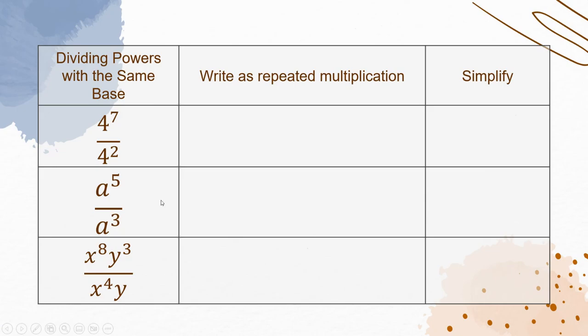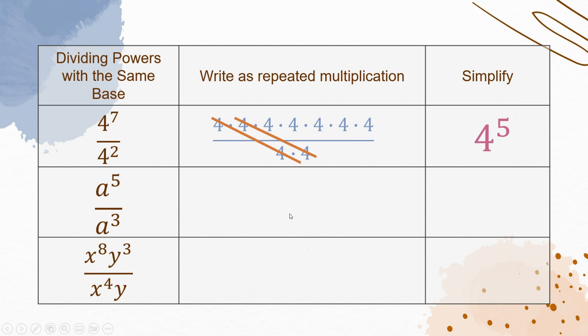Now, dividing powers with the same base. Again, we're going to write this out as repeated multiplication. 4 to the seventh power, there are 7 4s up top, divided by 4 to the second power, 2 4s on the bottom. When I simplify this, I can cross out 2 of these 4s, because 4 divided by 4 is just 1, and this 4 divided by this 4 is also just 1. What am I left with? I'm left with 5 4s: 1, 2, 3, 4, 5. So 4 to the fifth power.